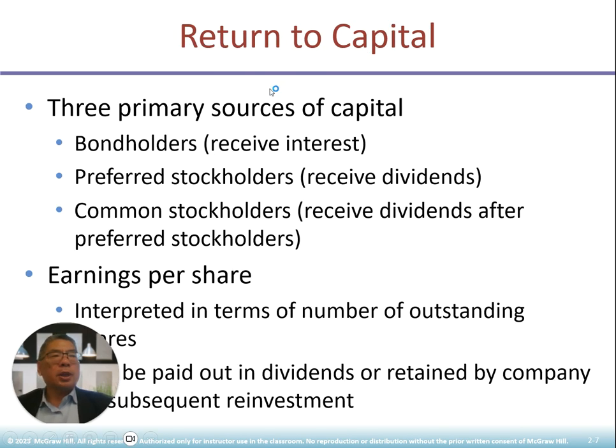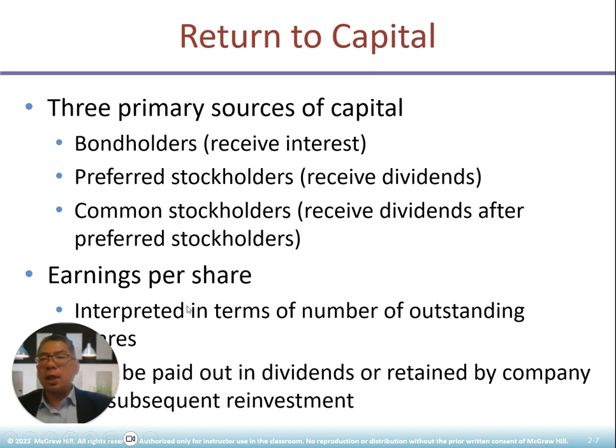Let's look at the return on capital. What is the return on capital? There are three primary sources of capital. Bondholders receive interest, preferred stockholders receive dividends, and common stockholders receive dividends after preferred stockholders. Okay, what is earnings per share?